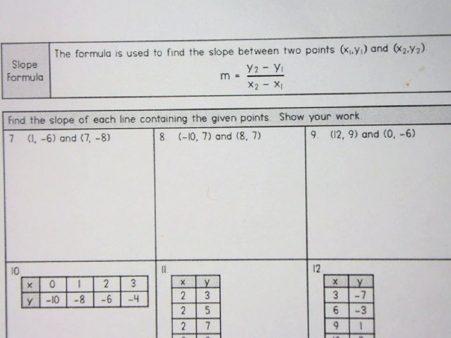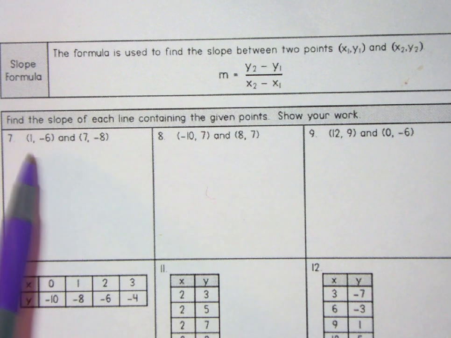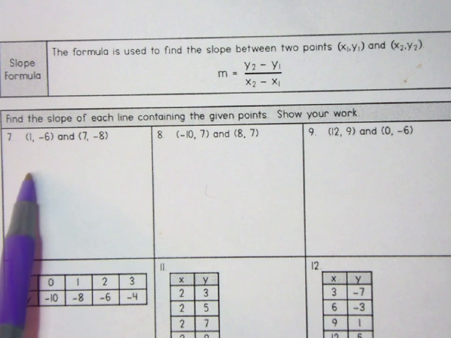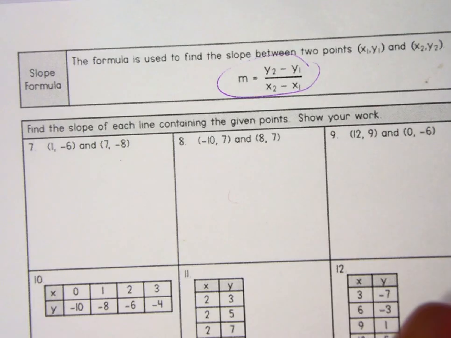Hey students, in this video we're going to find slope following the slope formula given and also just using data given to us, either 2 points or a table or a graph. But specifically, this focus is on using the slope formula. So to use the slope formula, you need 2 points.